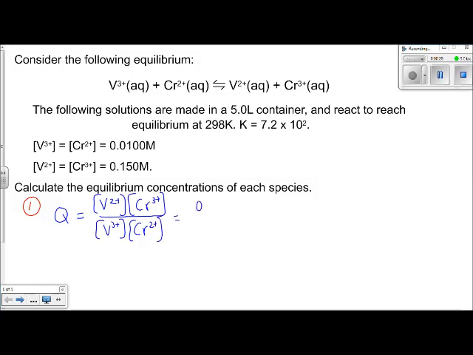So we put in the concentrations that were given for each of the products and each of the reactants. These are already in moles per liter, so we can just leave them like that. We punch these numbers into our calculator and we get a value which we want to compare with K. K has been given as 7.2 times 10 to the 2, so this number is smaller than K.